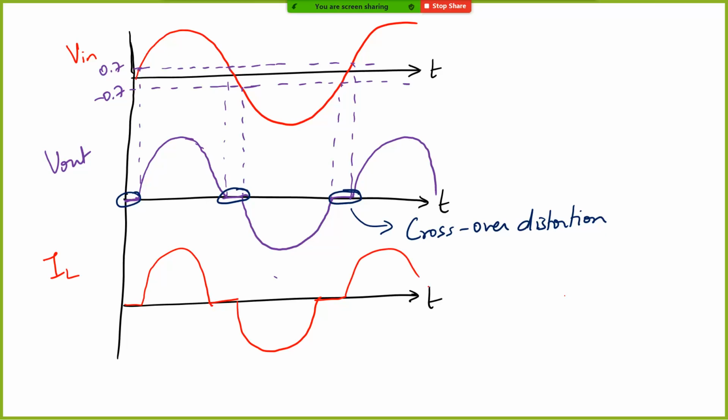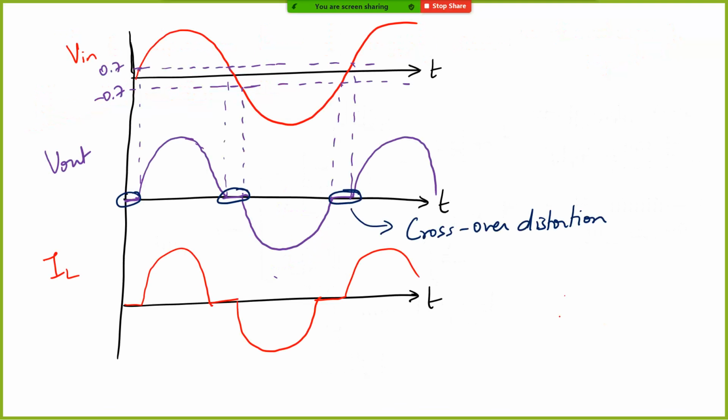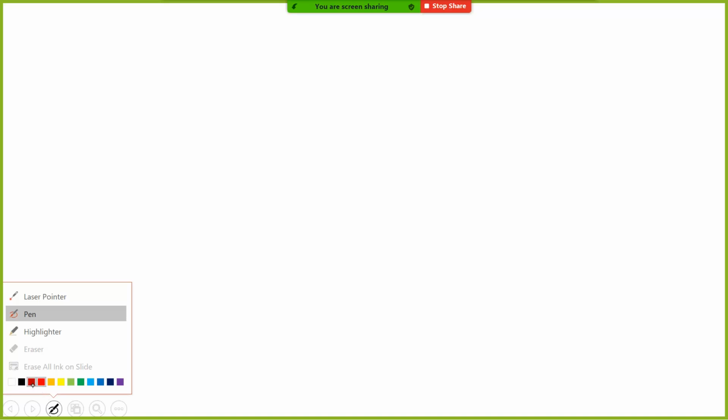So this crossover distortion is a major problem in class B amplifiers. But before we look at what improvements can be made to this class B amplifier, let's try to find out the efficiency of this particular circuit. Let us try to derive that. Efficiency is basically power delivered to the load divided by power delivered by DC, right?